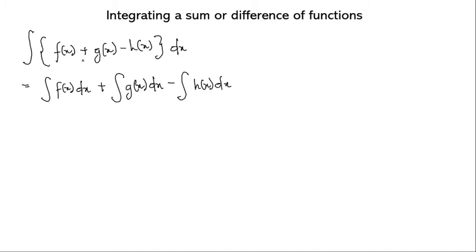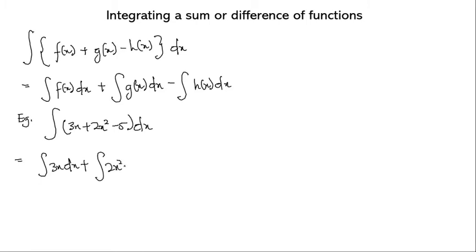Alright, so with this, let's have a look at an example. The first example we want to look at is to integrate the function 3x plus 2x squared minus 5 dx. We can see that this is of the form I've given over here. So let's look at how to integrate this. This will be equal to the integral of 3x dx plus the integral of 2x squared dx, minus the integral of 5 dx.